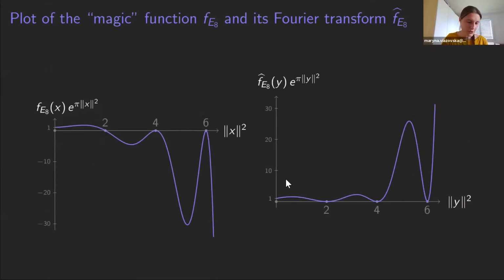So here is the plot of this magic function for dimension 8, and the plot of its Fourier transform. What can we see in this plot? These functions also vanish a lot. Both functions vanish up to second order at all possible lengths which appear in our lattice E8. Here I'm plotting the length squared just to make my plot look a bit nicer. We know that every vector in the E8 lattice has length equal to the square root of an even number, and so this function also vanishes at all square roots of even numbers.